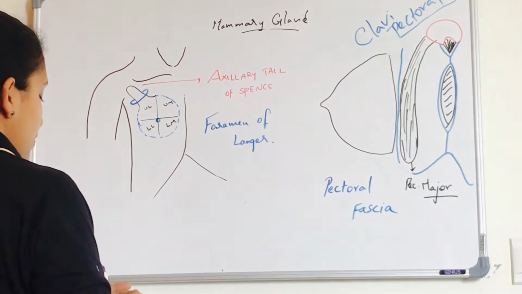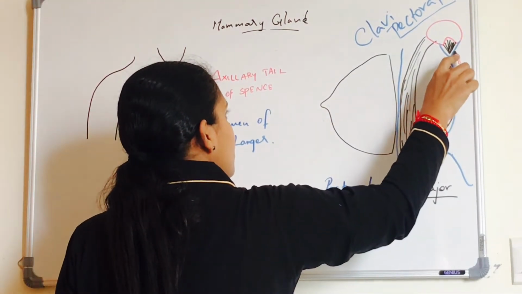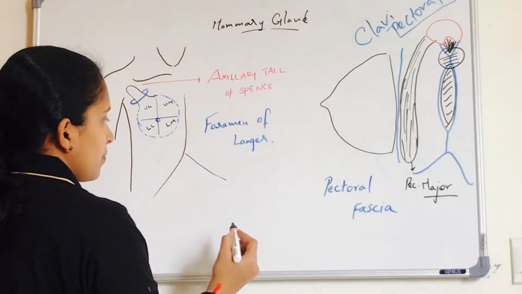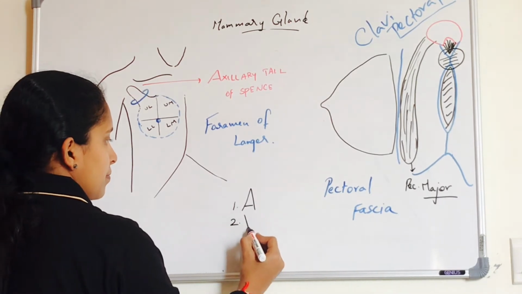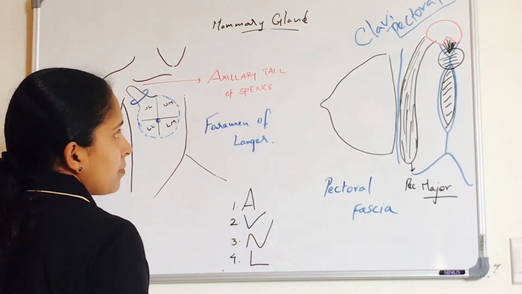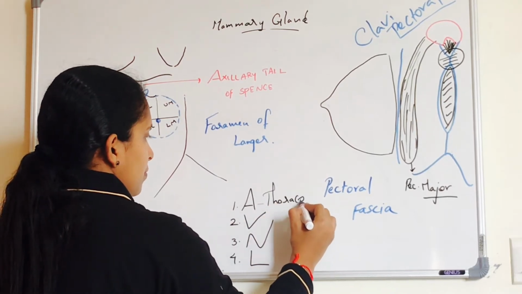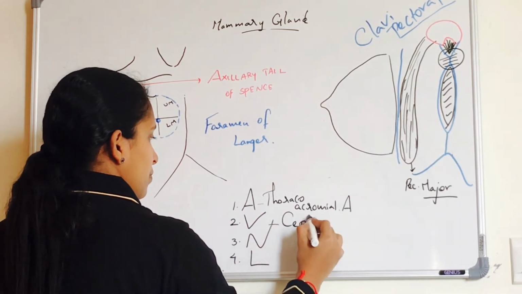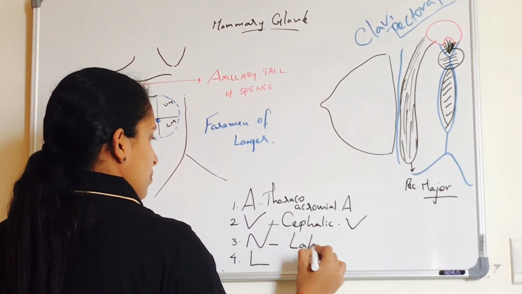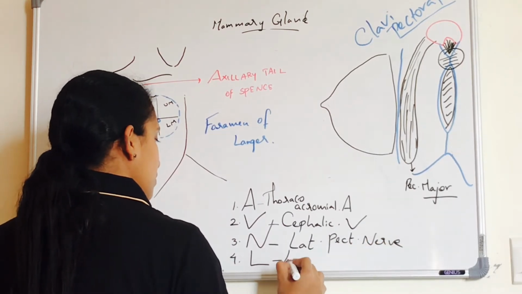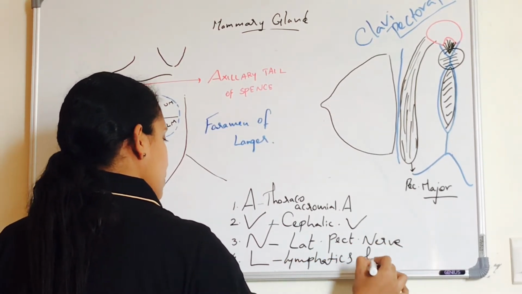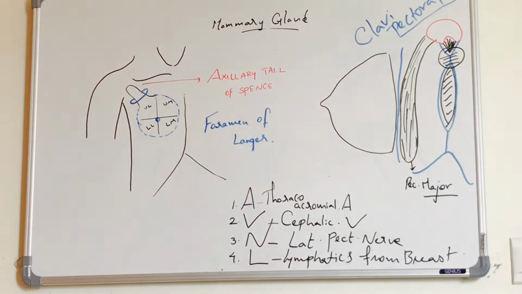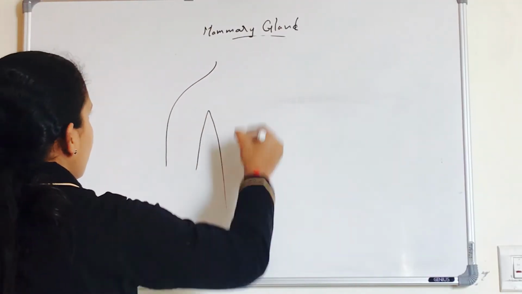So what should we know about clavipectoral fascia? The structures piercing this fascia. We have four structures: artery, vein, nerve, lymphatics. The artery is the thoracoacromial artery, the vein is the cephalic vein, the nerve is the lateral pectoral nerve, and the lymphatics from the breast, which drain into the apical group of axillary nodes. These structures pierce the clavipectoral fascia.